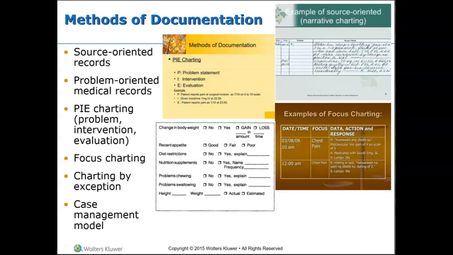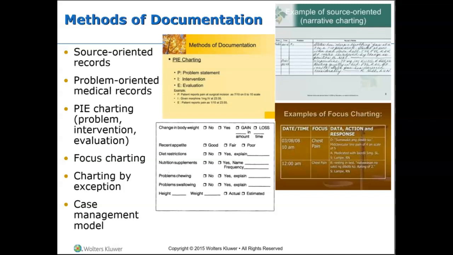There are different types of records out there. Source-oriented record systems are used in hospitals and long-term care facilities. Source-oriented records record each discipline's findings in different, separate sections, and they're usually broken up by categories.